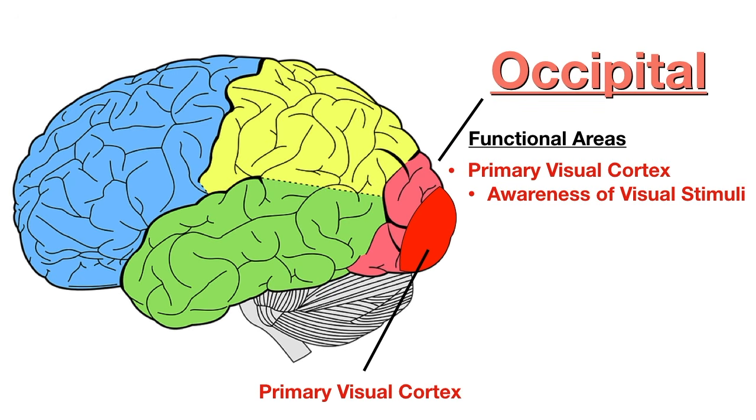The primary visual cortex is located in the back of the occipital lobe, and its job is to provide us with conscious awareness of visual stimuli. So the eyes will send visual information to the primary visual cortex, which will make us aware of that stimulus.